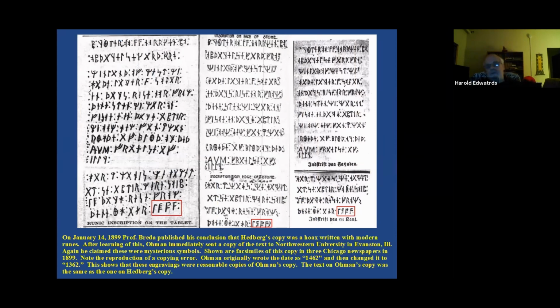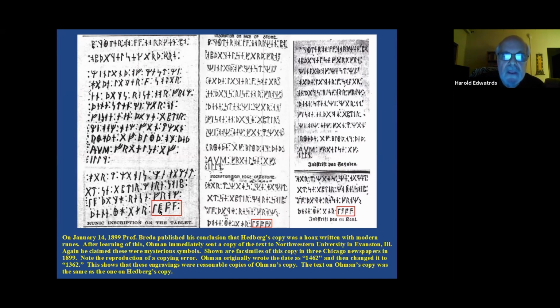On January the 14th in 1899, Professor Breda published his conclusion that Hedberg's copy was a hoax written in modern runes. Ohman immediately turned around and made a copy and sent it to Northwestern University in Evanston, Illinois. This became a sensation in the Chicago newspapers, and at least 3 newspapers published engravings of the copy that Ohman sent.